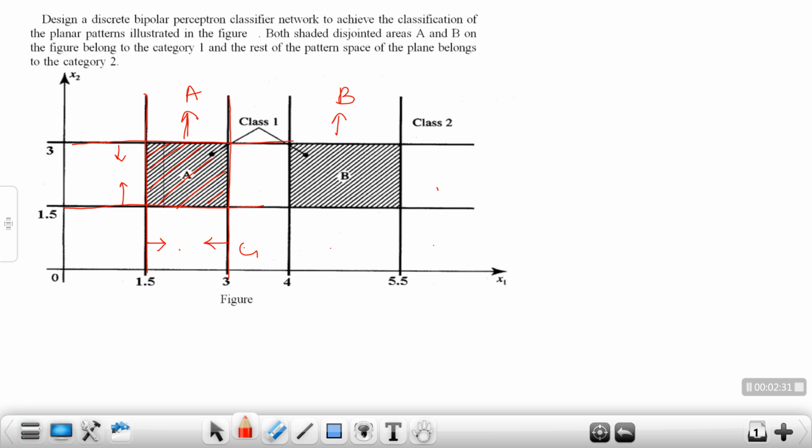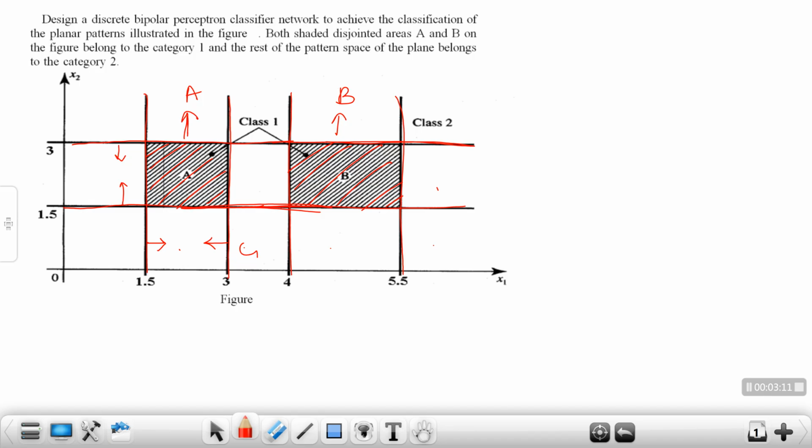Similarly, I have 2 different lines, this one and this one. This is a rectangular region, and it is also bounded by 4 lines. Remember that this line and this line are the same, it is a continuation of the line, and this line is also the same. So altogether we have got 6 lines, and these 6 lines give rise to the 2 regions A and B which belong to class 1, and the rest of the pattern space belongs to class 2.